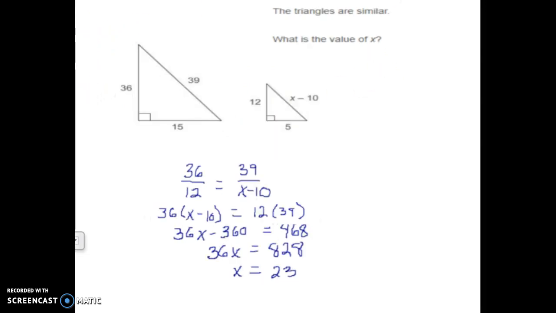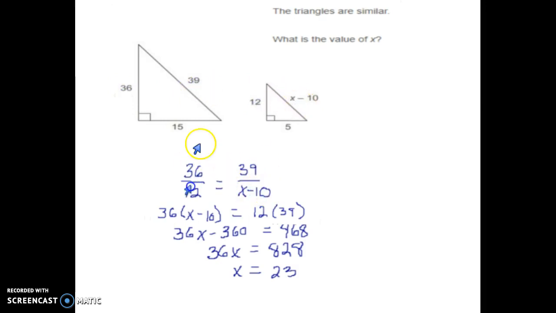The next one, they want the value of x. This time they've put it in an equation here. So still you're going to set it up the same way. So 36 is to 12 as 39 is to x minus 10.